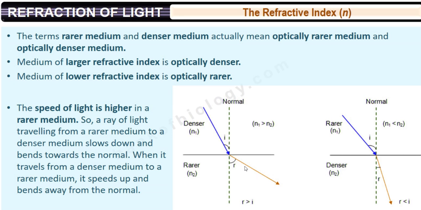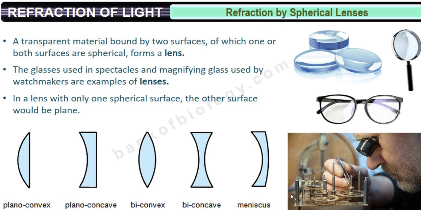A ray of light traveling from a rarer medium to a denser medium will go fast and it will slow down in the denser medium and bend towards the normal. When it travels from a denser medium to a rarer medium, it speeds up and bends away from the normal. Now let's move ahead and try to understand the refraction by a spherical lens.